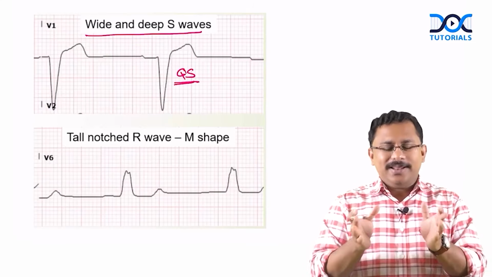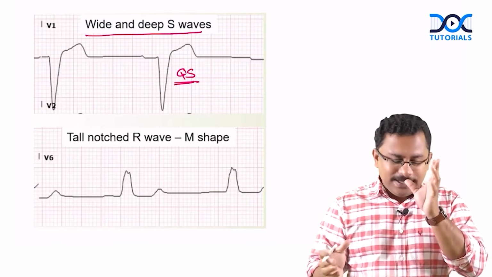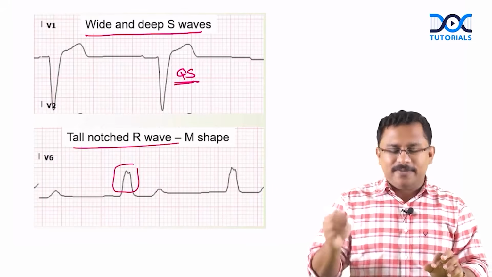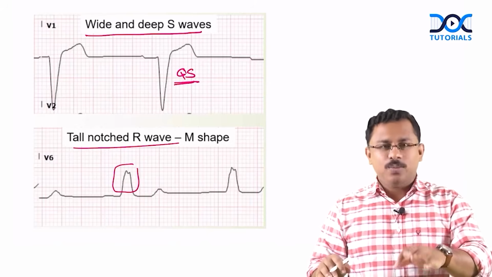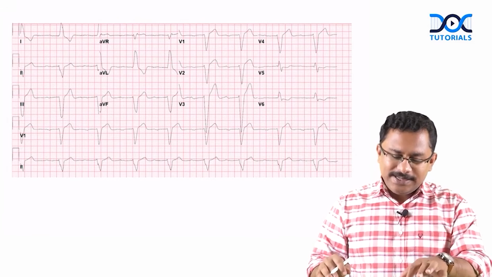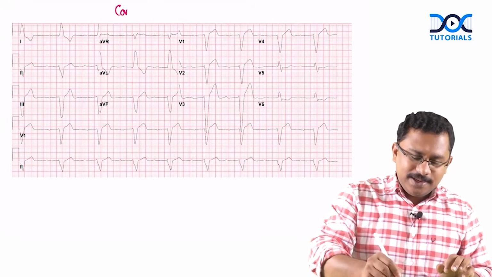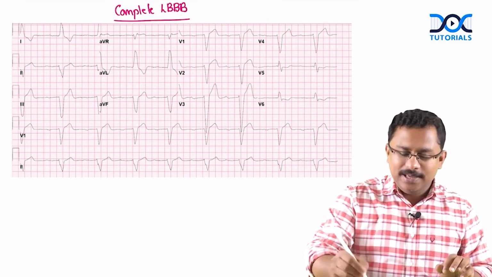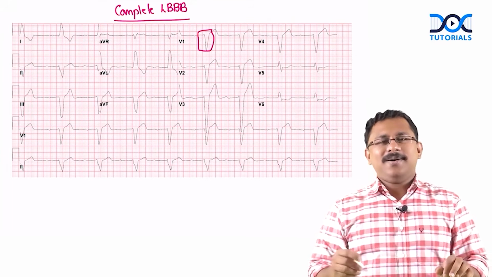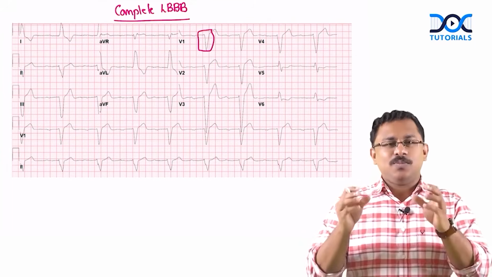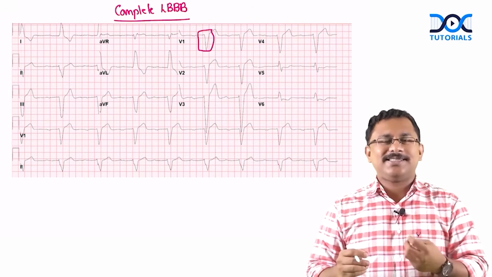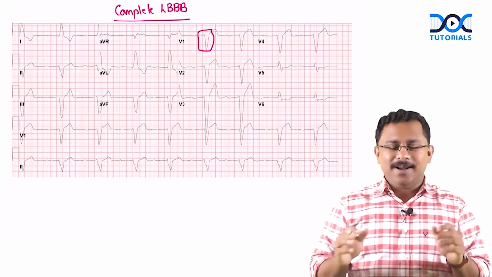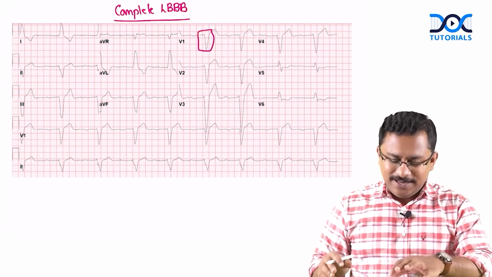They'll be together, you might not be able to appreciate the W very much. And you can see the V6 M pattern, a notched R wave, M shape you can see in case of V6. And this is a patient having a complete LBBB. How do you say it is complete LBBB? You can see the duration of the QRS complex. When it is more than 3 small squares, you say this is a wide QRS complex. And 100 to 120, it is incomplete LBBB. That is again very, very clear.